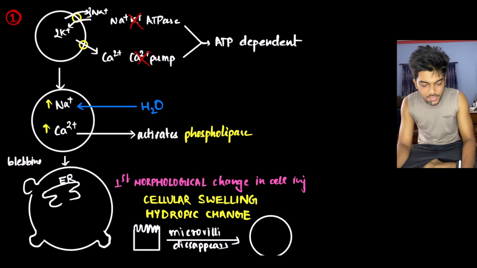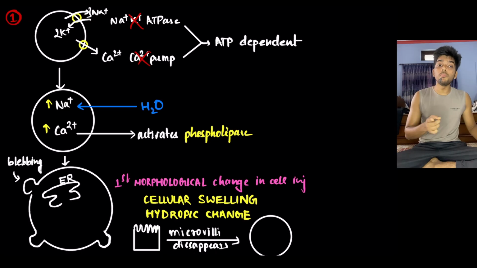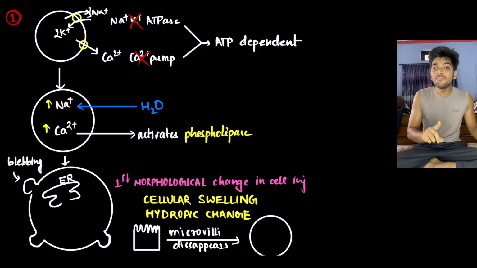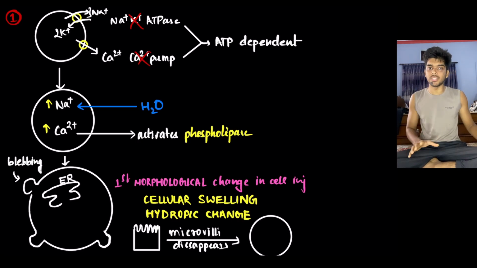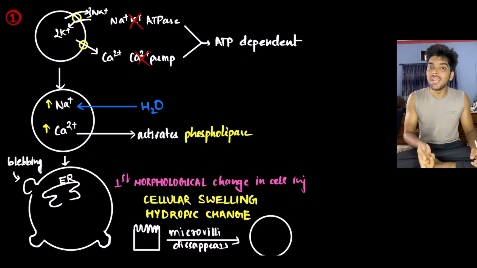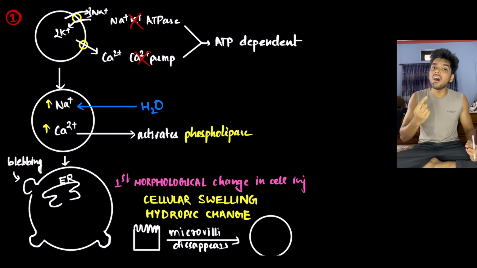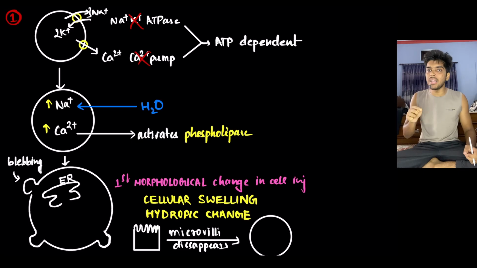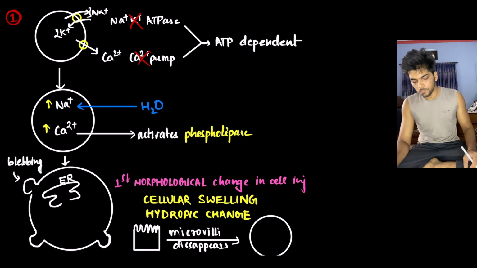So blebbing takes place. So what has happened? Due to accumulation of sodium within the cell, there is accumulation of water within the cell as well. Due to accumulation of water within the cell, the very first morphological change of cell injury takes place. That is cellular swelling, also referred to as hydropic change. It is not just the cell that swells up, even the organelle within the cell like the endoplasmic reticulum swells up. If the cell has microvilli, due to the swelling of the cell, the microvilli disappear. And at various points in the plasma membrane of the cell, bulging appears. This is referred to as blebbing or blebs.